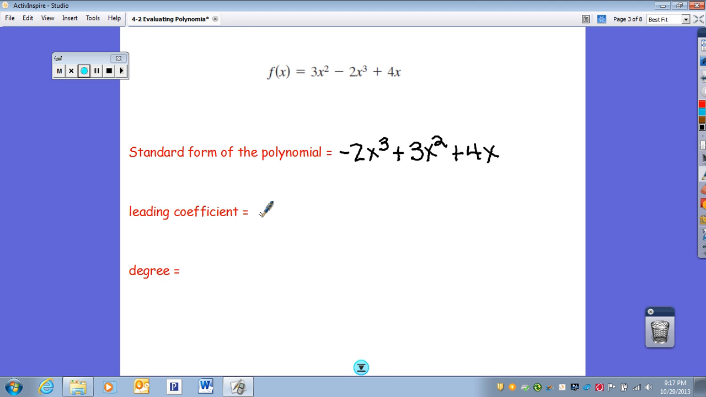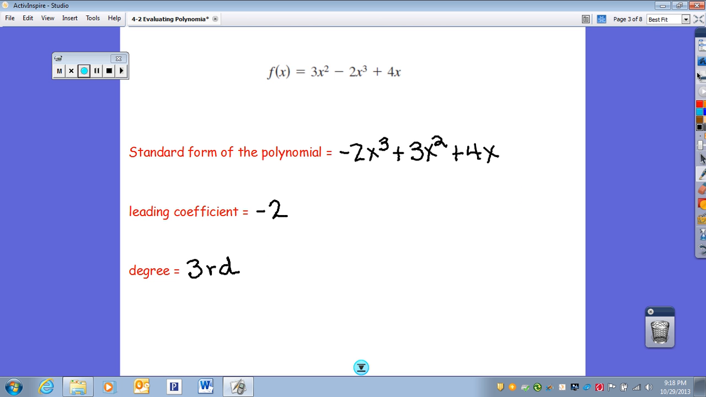The leading coefficient is the number that is in front of the x cubed in this case, so that would be negative 2. And the degree of this polynomial is the largest exponent that is present of all of the terms. So this is going to be to the third degree.